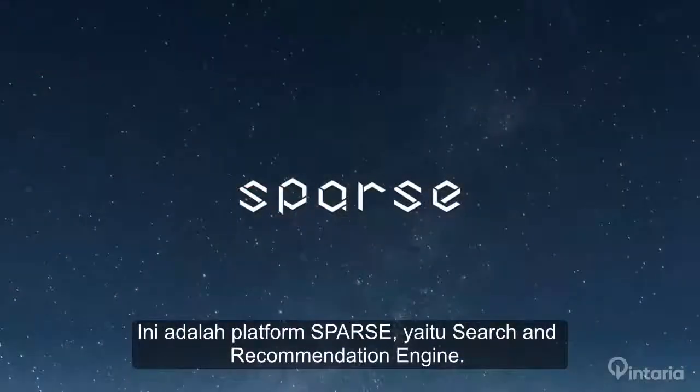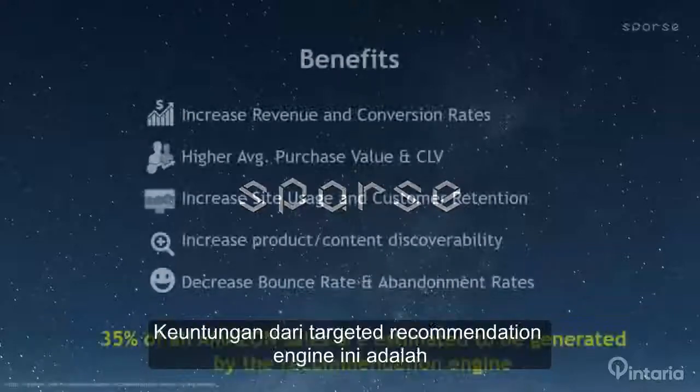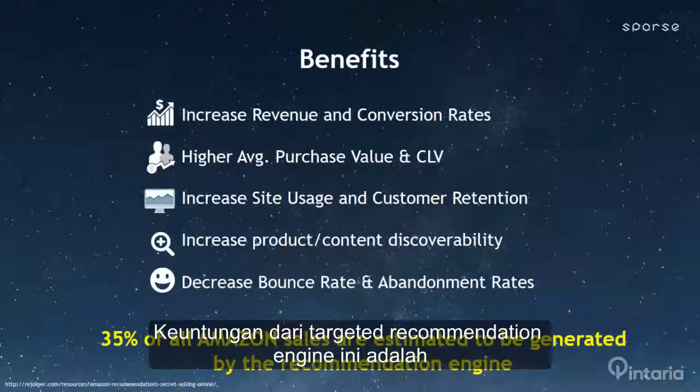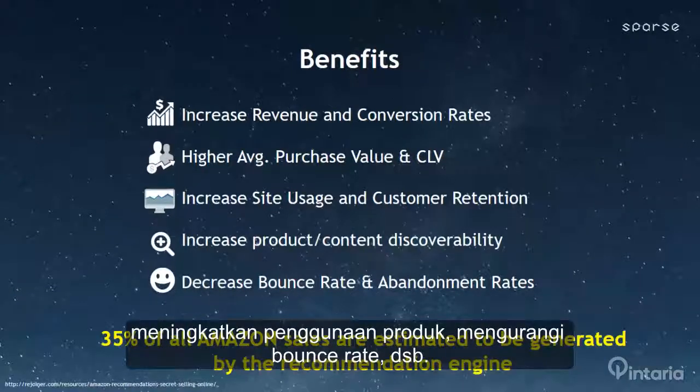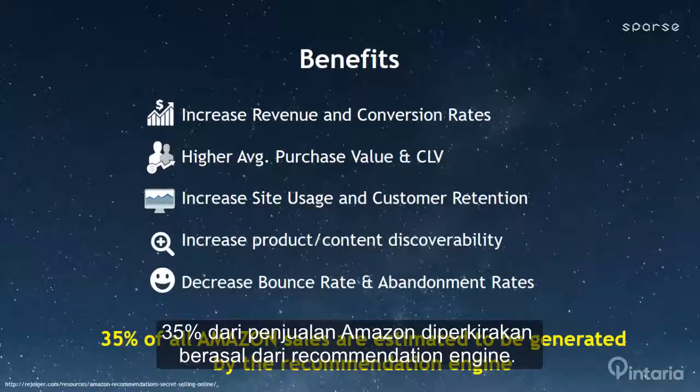So this is our product called Sparse, and it's very important for a client or a user to have efficient search and recommendation. The benefits of a very targeted and efficient search and recommendation are that it increases your revenue and conversion rates, it increases the usage of your product or site, and it decreases the bounce rate. We understand that 35% of Amazon sales come through a better search and recommendation engine.